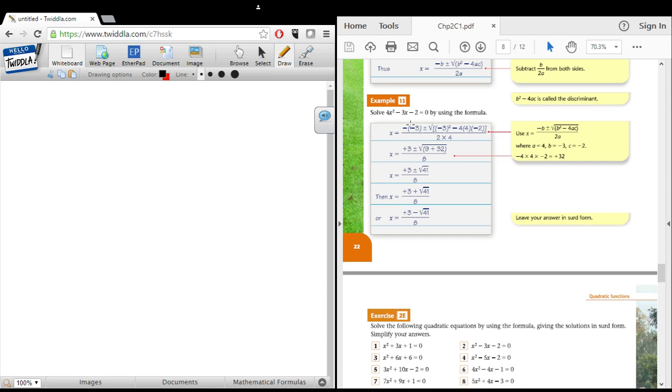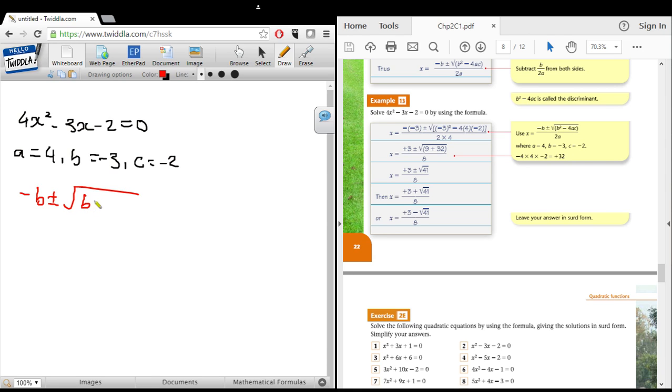So literally all they've done, just going through the example, is as follows. They've first introduced the equation as 4x squared minus 3x minus 2 equals 0. They've identified their a, which in this case is 4, their b, which is minus 3, and their c, which is minus 2. And then they've written out the formula: x equals minus b plus or minus the square root of b squared minus 4ac, over 2a. And then literally just inserted the numbers into the formula, which you'll see here.